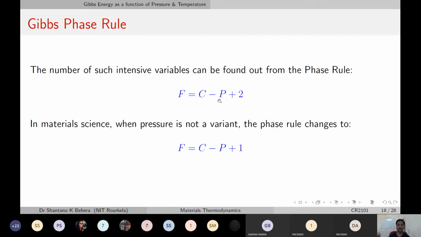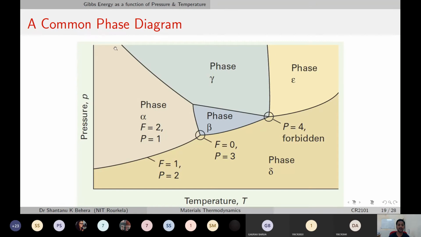Then again, C minus P plus 2. P, how many phases are there in this region? In the primary phase field, it is only alpha phase. There is no other phase coming into picture. So the number of phases is also 1. So that is C minus P plus 2, that is 1 minus 1 plus 2. That's the number of degrees of freedom, which is 2 here.